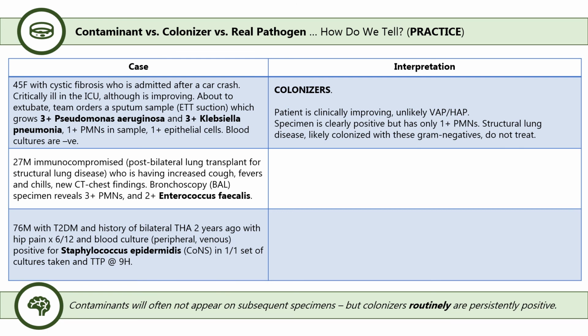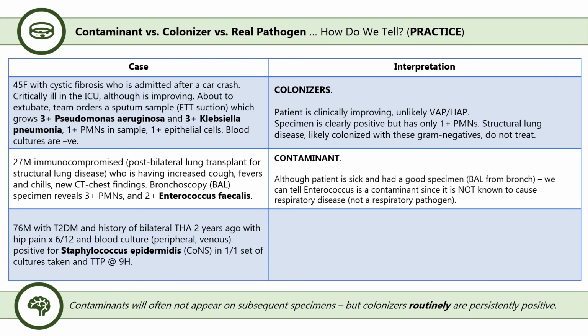The second case is a 27-year-old male who's immunocompromised post-bilateral lung transplant, who is having increased cough, fevers, and chills, new CT chest findings, and has a bronchoscope and a BAL specimen that reveals 3+ PMNs and 2+ Enterococcus faecalis. So my interpretation of this case would be that this is a contaminant. Although the patient is sick and a good specimen, so a BAL from a bronch, shows us this organism and actually quite a few inflammatory cells, we already know that Enterococcus is not a respiratory pathogen. It's not known to cause this disease, and so ultimately this organism is a contaminant.